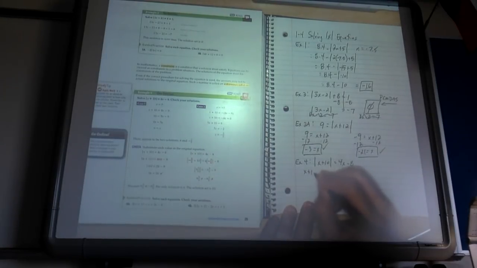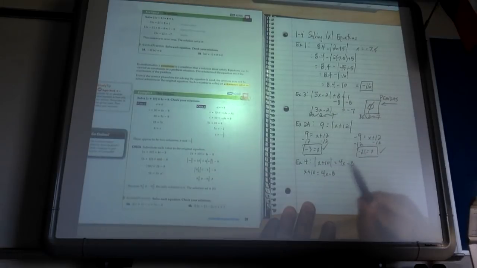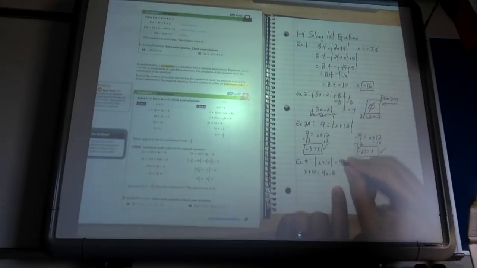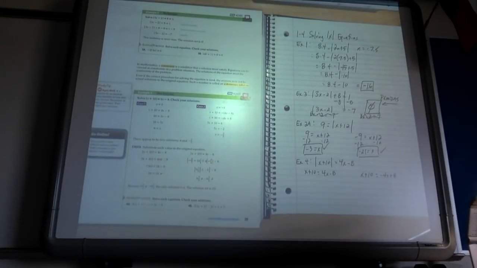One of them's going to be x plus 10 equals 4x minus 8. On the other one, I'm going to switch the signs of whatever my answer was. So the x plus 10, the absolute value part stays the same, but I flip these signs. So it's going to be negative 4x plus 8. I'm literally taking the opposite of that whole side. Now we just need to get x by itself.